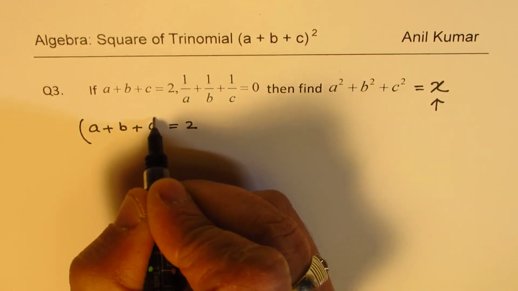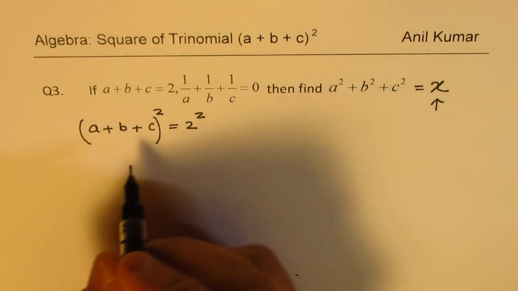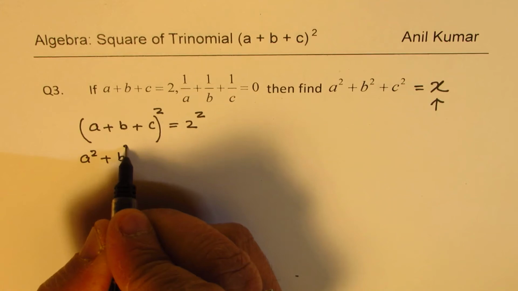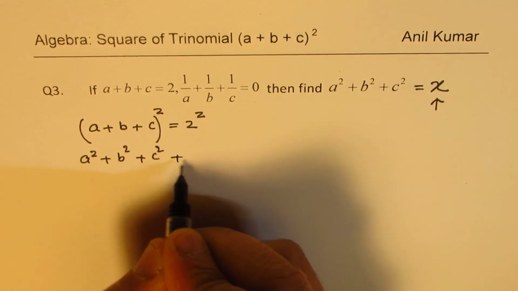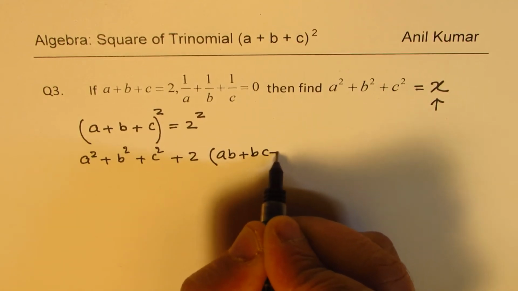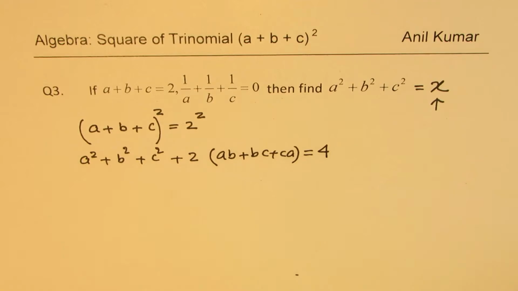So if I square both sides, I get 2 square, which is 4. So when you expand this, you get a square plus b square plus c square plus 2 times ab plus bc plus ca, is equal to 2 square, which is 4.